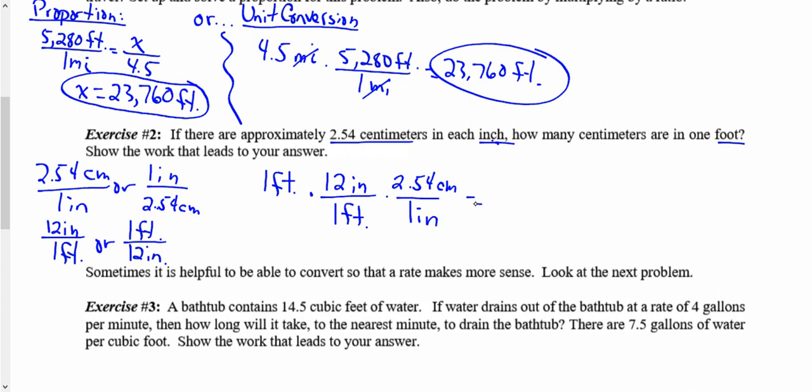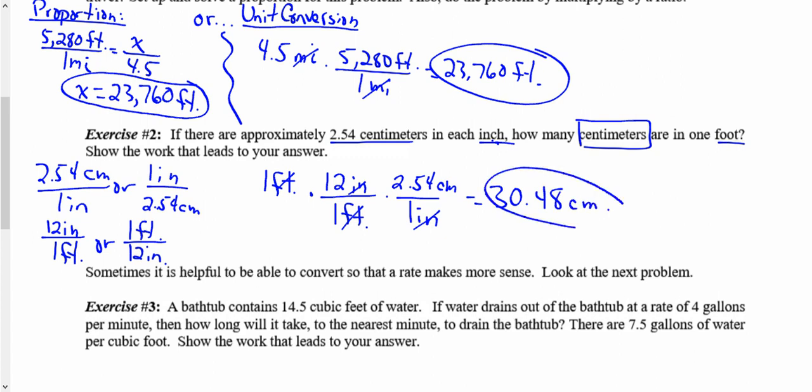So let's see what will cancel here. Will feet cancel? Yeah. What about inches? Yeah. What's the only unit left? Because that's what they wanted. We wanted centimeters, so I want everything else to cancel. So just multiply. What's 1 times 12 times 2.54? 30.48 centimeters. That's the units we're left with.